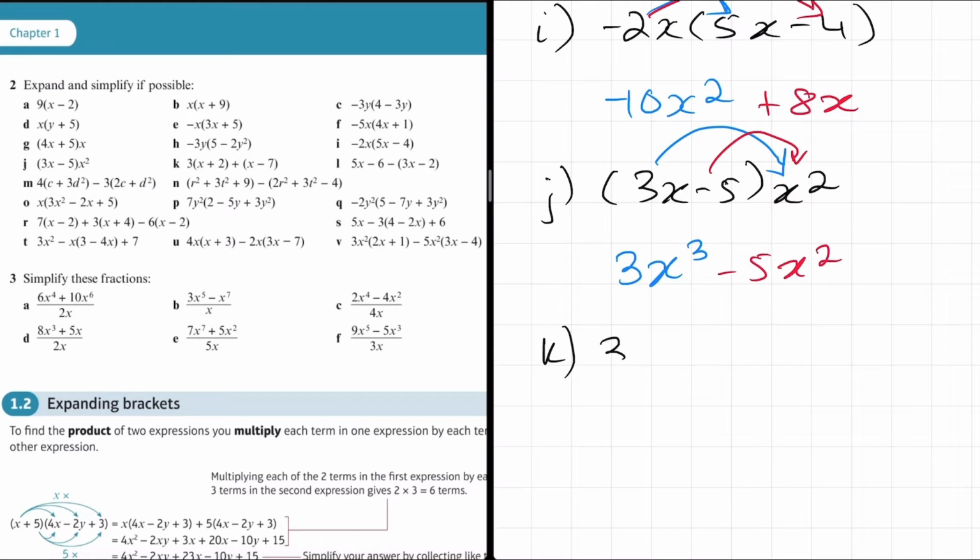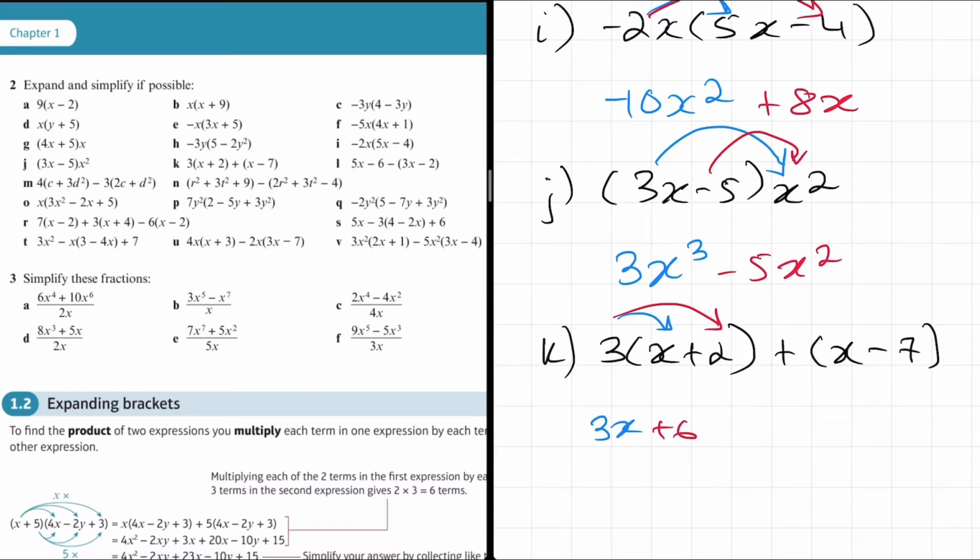Okay, K. 3 times x plus 2 plus x minus 7. So 3 times x is 3x, 3 times 2 is 6, and then we just have plus x minus 7. So now when we collect like terms, we've got 3x plus x, which gives us 4x, and then we've got 6 take away 7, which gives us minus 1.